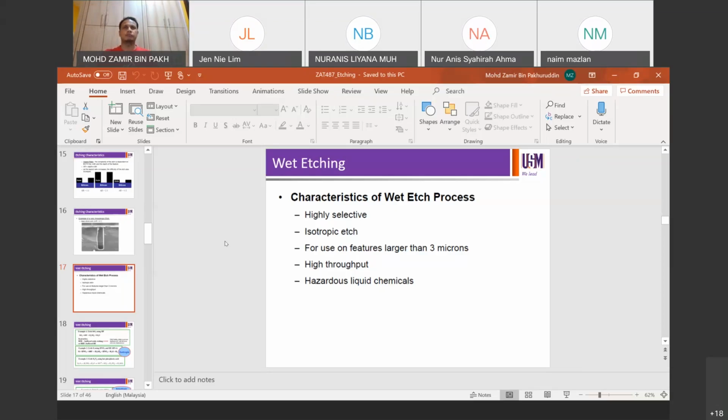peroxide, HCl, nitric acid. Well, it depends on what sort of etching you are talking about. It can also involve alkaline solution like TMAH. By the way, TMAH that is used for the developer process in lithography is also one etchant option. It's an alkaline etchant, tetramethylammonium hydroxide. You can also use that for another type of etching, which is anisotropic. You're going to see later on.